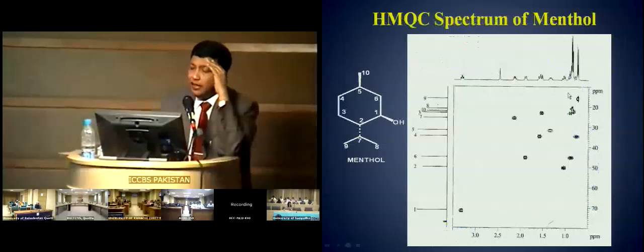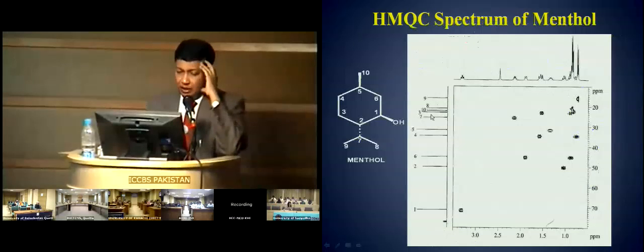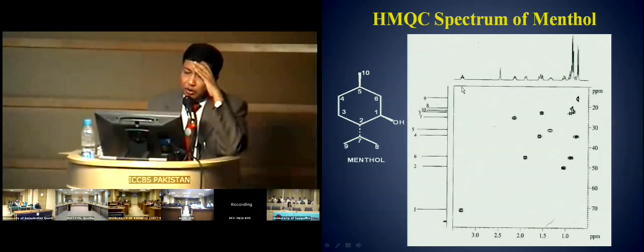And this is a very nice HMQC spectrum of menthol. This is the most downfield proton. This is a proton which is now labeled with a carbon. So you make a straight line like this, and then you make a straight line like this. So you would know precisely that this proton is coupled to this carbon.